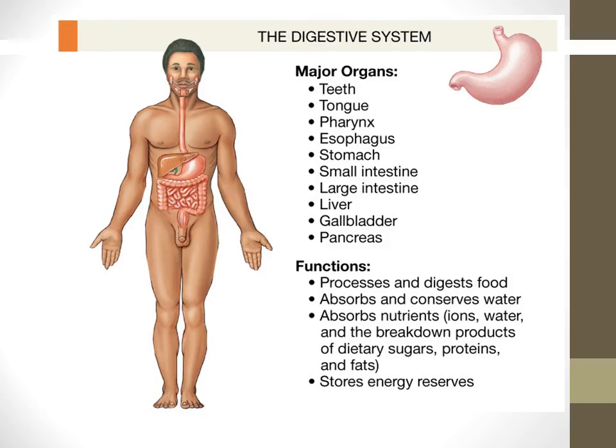And also we have the digestive system, and major organs are the teeth, the tongue, pharynx, esophagus, stomach, small intestine, large intestine, the liver, gallbladder, and pancreas. The major function of the digestive system is to process and digest our food, absorb and conserve water, absorption of nutrients, and also storage of energy, storage for energy reserves.